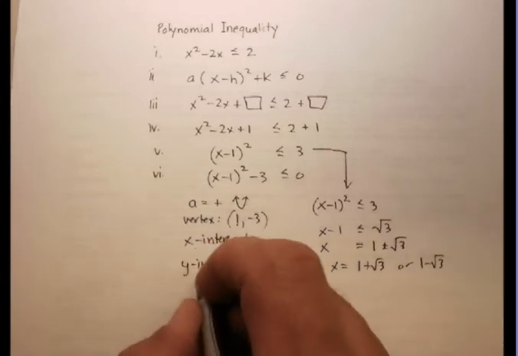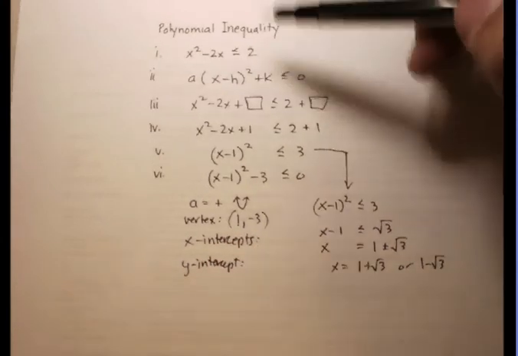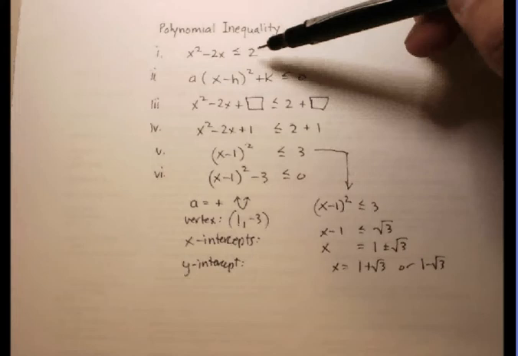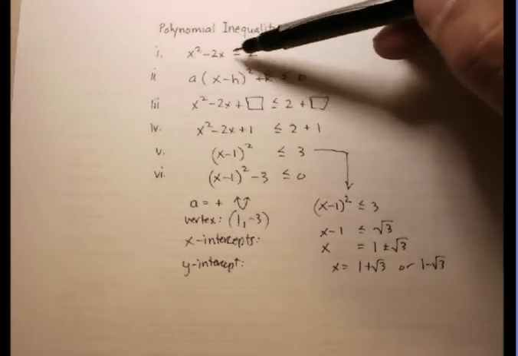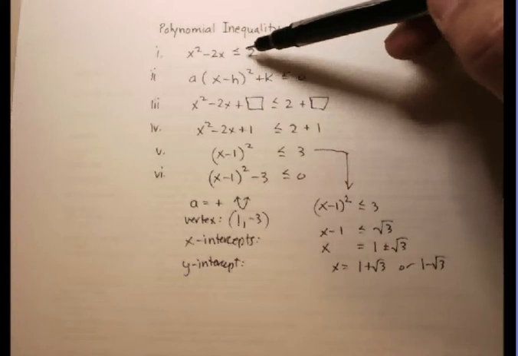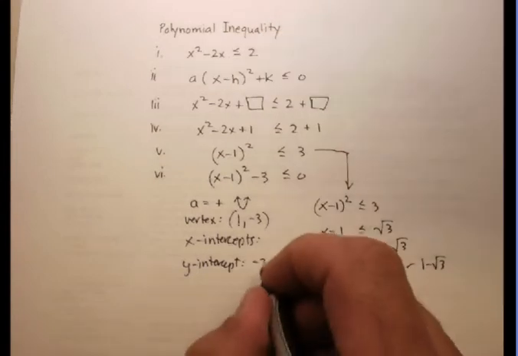My y-intercept, again, is basically equal to just whatever the c value is. So I'm just going to move the 2 over here, and it's going to be x squared minus 2x minus 2 is less than or equal to 0. Minus 2 is my y-intercept.